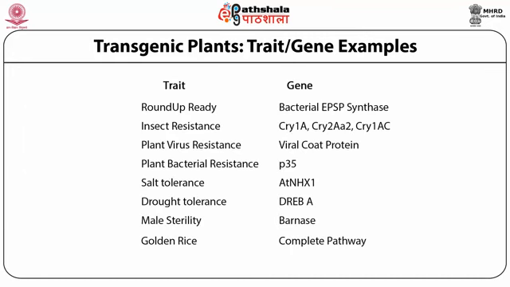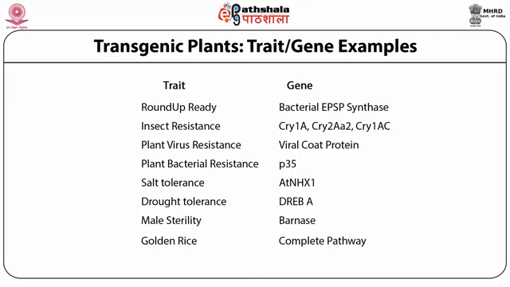This slide gives a few examples of the genes transferred to produce a particular trait in various transgenic plants. I would like to draw your attention to a few genes here: CRY1A, CRY2A, CRY1AC, and so on. These genes and several more come from Bacillus thuringiensis. These are Bt genes. These are the genes which are transferred to the plant to develop insect-resistant plants, because the toxins produced by the genes are toxic to insects.